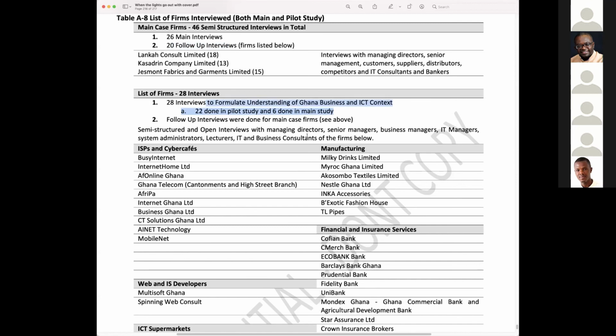The semi-structured interviews were with different people, IT managers and others. So ISPs, Busy Internet, Africa Online, Ghana Telecom, the branch. I can even tell you the branch, because I know Ghana Telecom is very broad. I can tell you the branch I went to for my interview.